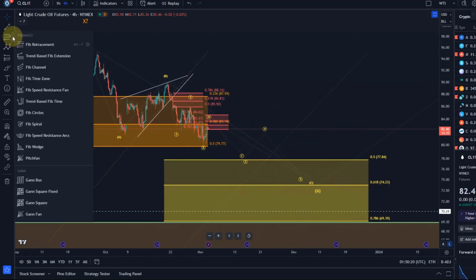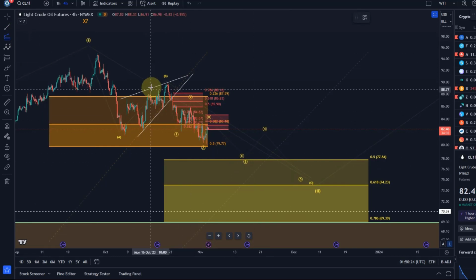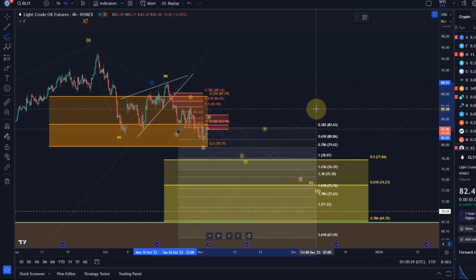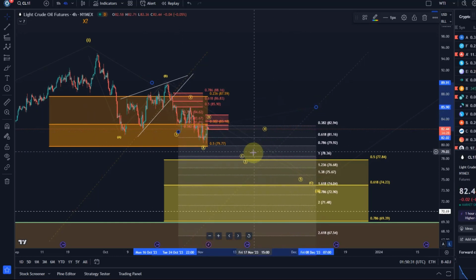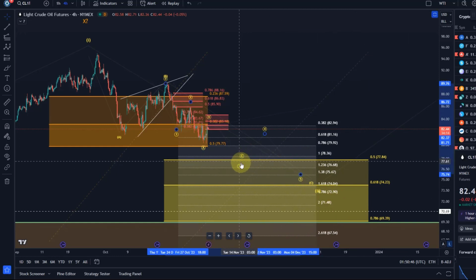Looking at the microstructure, if we talk about a target for circle wave 3, then we take the length of wave 1, go to the high of the wave 2, and I'm looking first of all at the 1-to-1 ratio, $78.30. The 1.236 extension is $76.70, and then $75.60. These are key levels to watch, plus the entire retracement zone. This is just for wave 3 basically, right? So it should roughly, based on this roadmap, look like that.